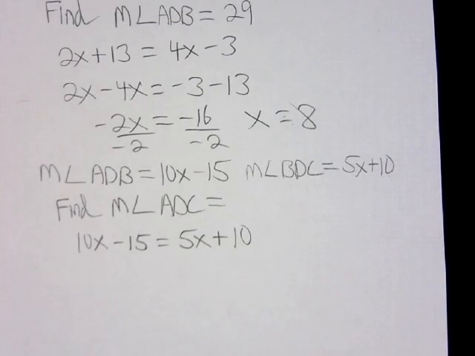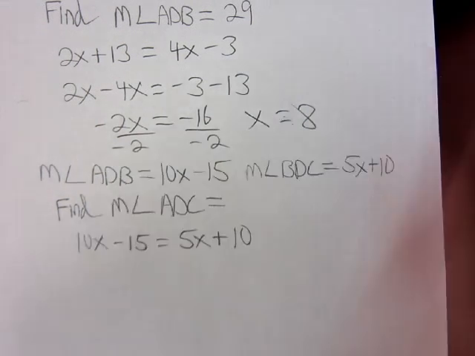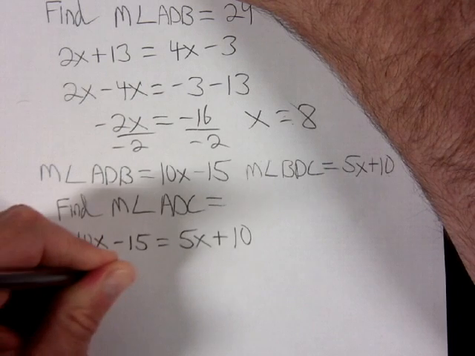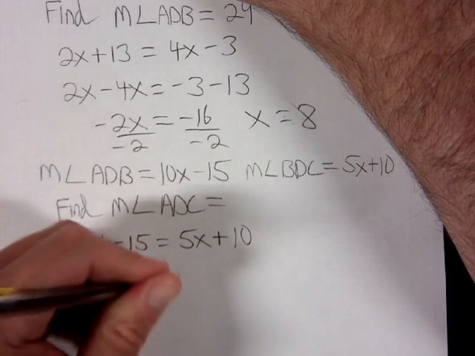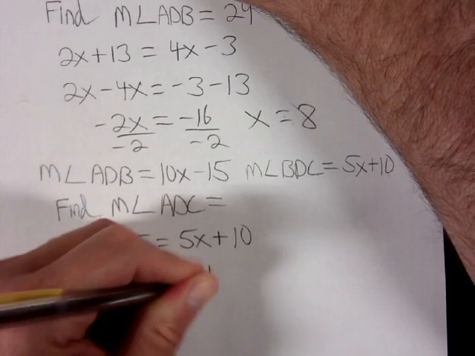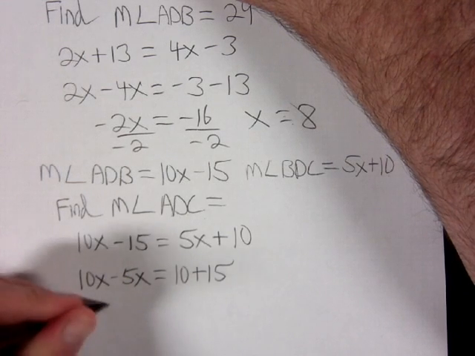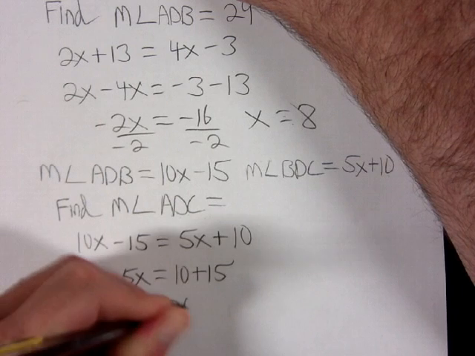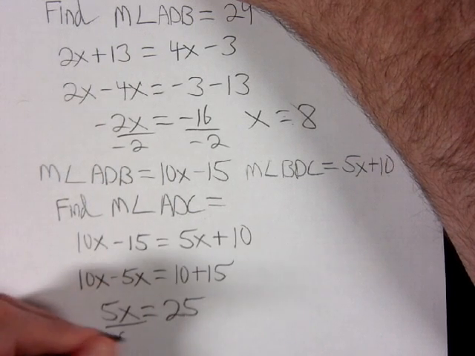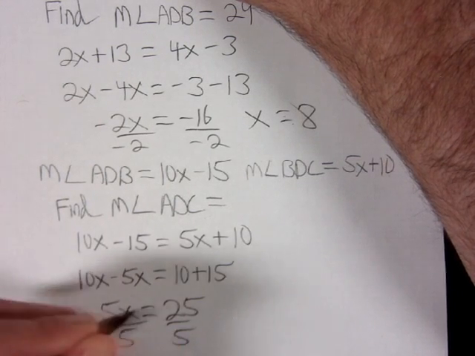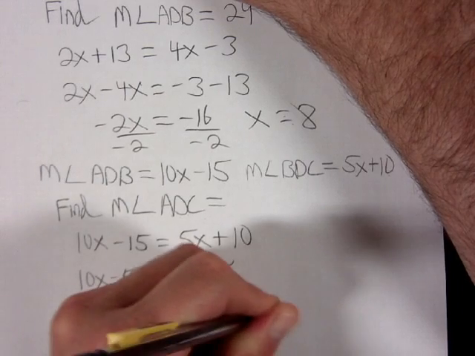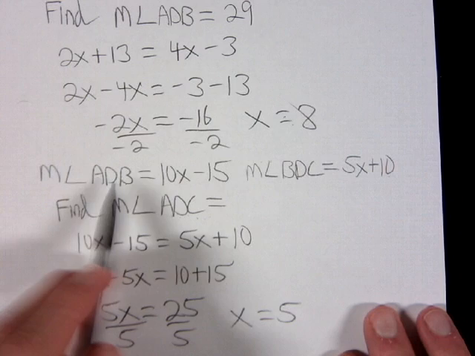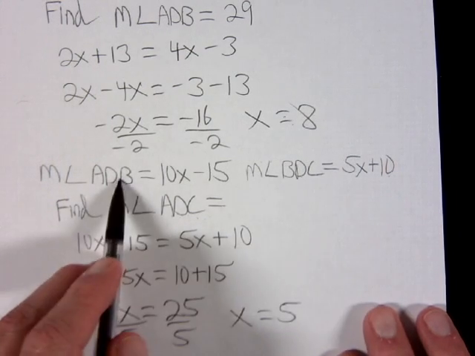And then from there, I want all my x's over to one side. 10x minus 5x is equal to 10 plus 15. And so that'd be 5x is equal to 25. I can divide both sides by 5, and I'll get x is equal to 5. Now, they asked me for ADC. ADC is not given to me as either one of these angles.